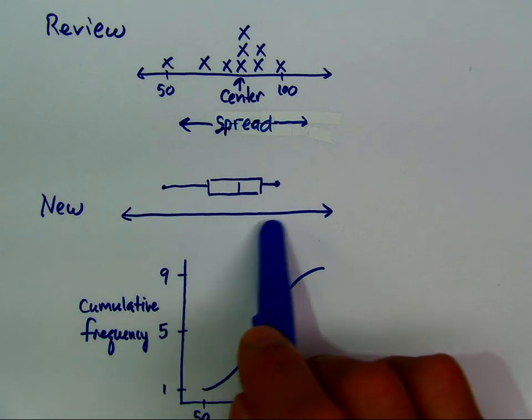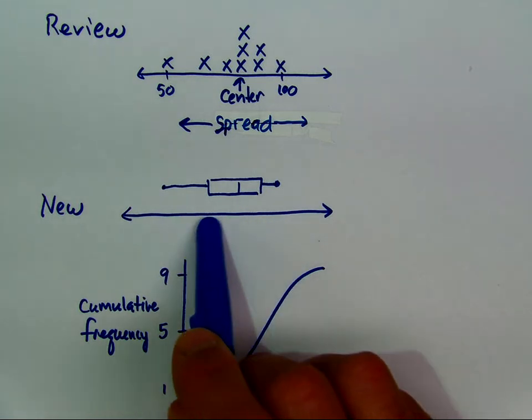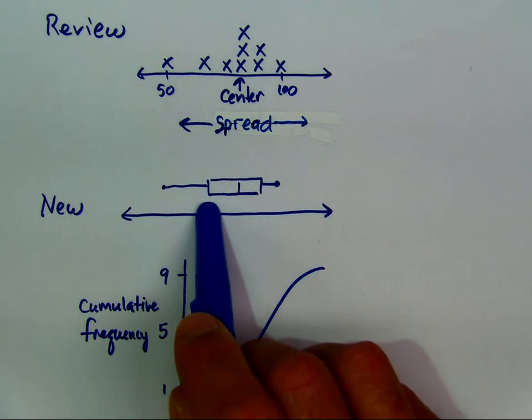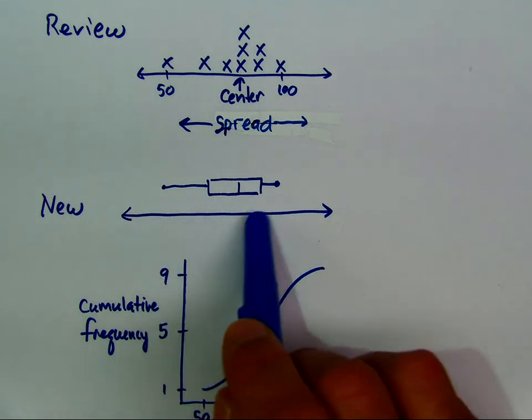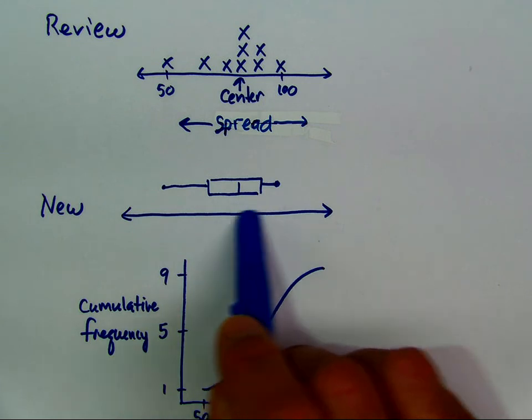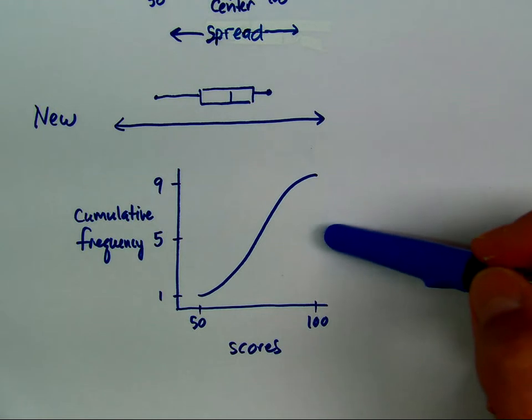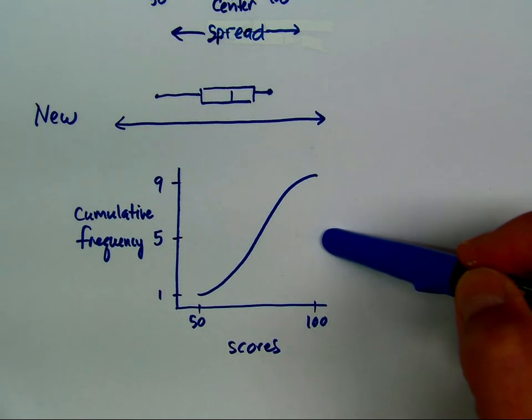So this is a box plot. We would look for the median, and then the quartiles. The lower quartile is the median of the lower half, and the upper quartile is the median of the upper half. Pretty simple.